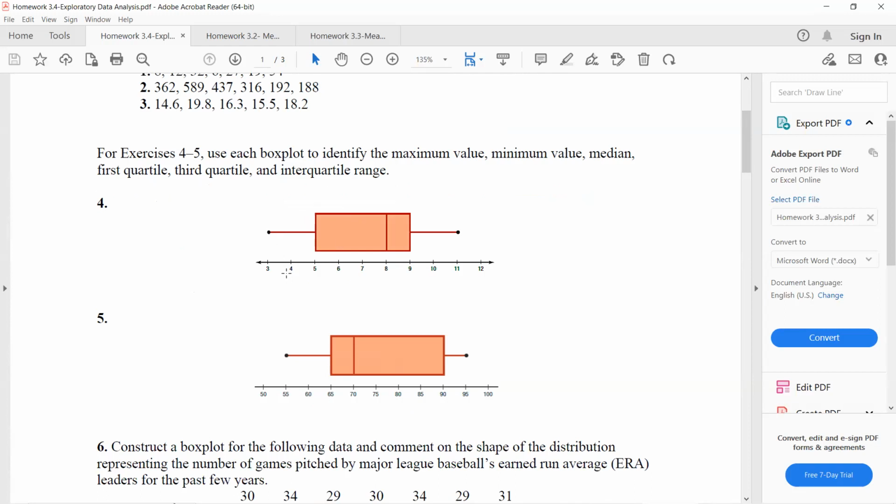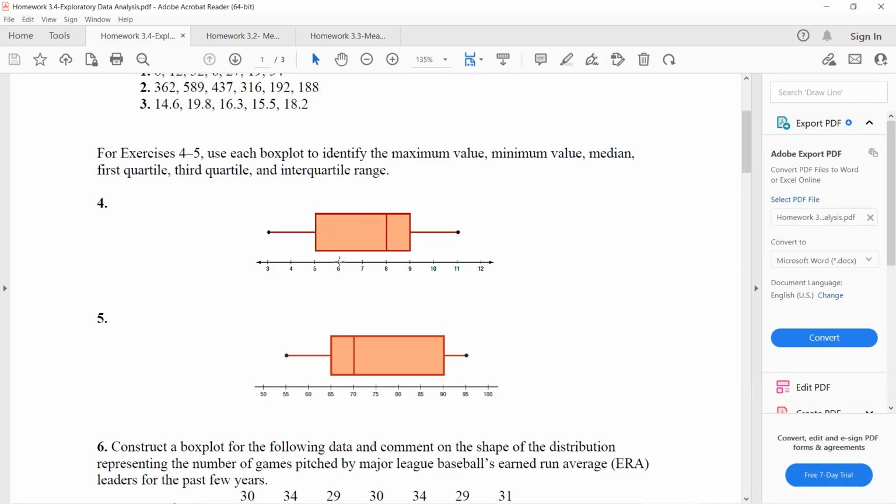Okay. The first quartile is always the left edge of the rectangle. So here's your rectangle, right? The left edge is Q1. So what is Q1 here? Five. Now Q3 is the right edge of your rectangle, which is nine. The median may or may not be right in the middle of the box. If it's not right in the middle, it just means your distribution is skewed. What is your median? The median is the line that's in the middle of your rectangle. So what is my median here?